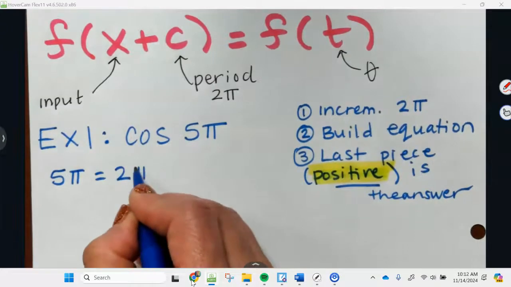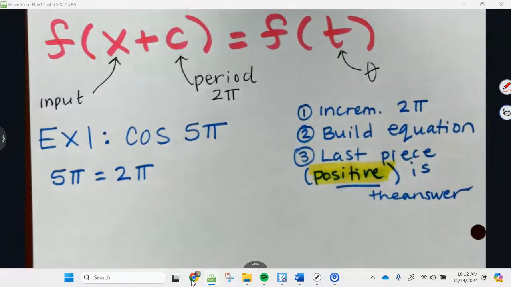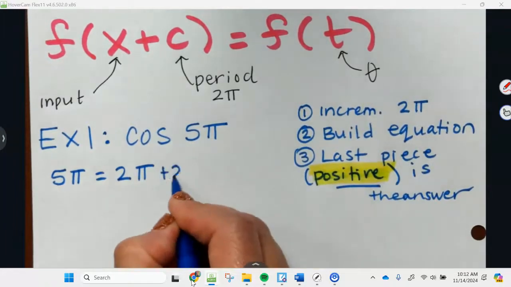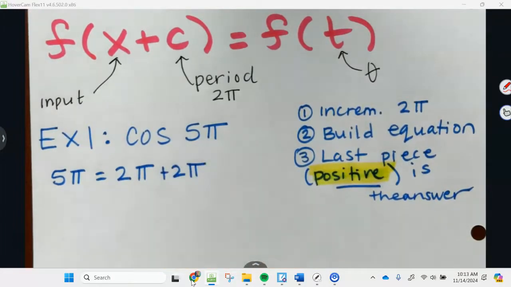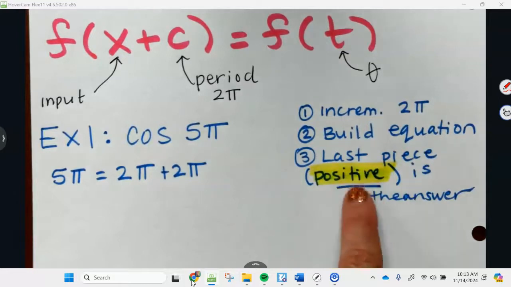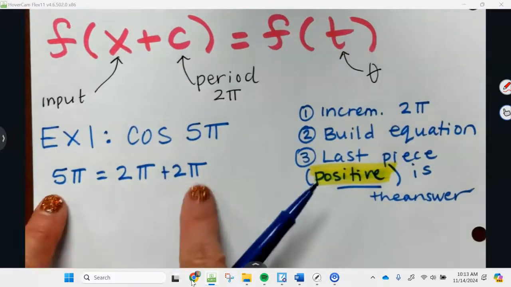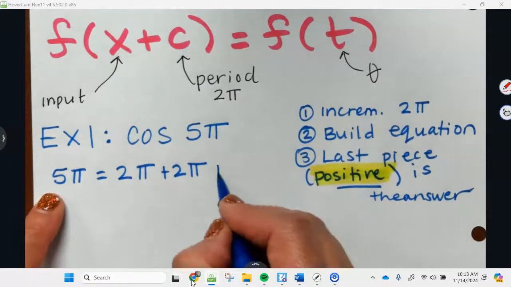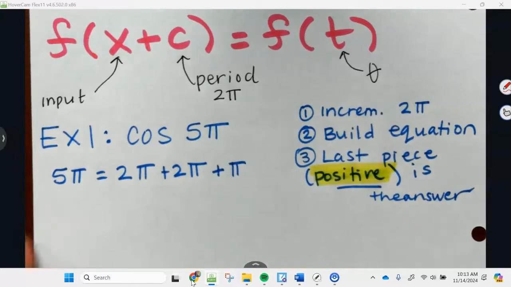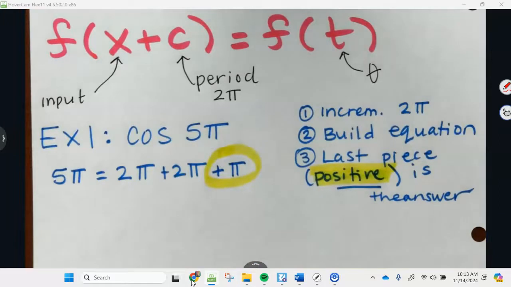So if I write this, y'all, is that equal? No. So let me add another 2 pi to it. Is that equal? No, but it's close. We had to have one more little baby piece. What would we add to the end of this equation? What would make this equation equal? That's right. This is always the answer. Your last piece is positive, and it's always the answer.